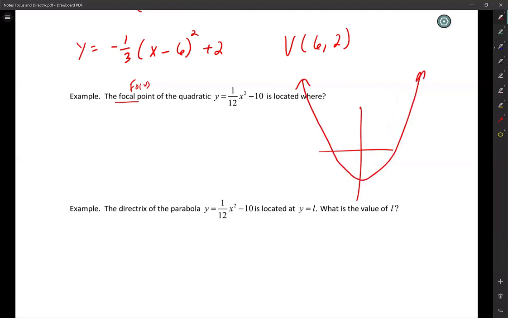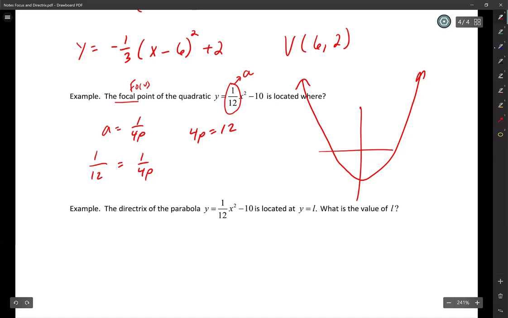Here is your A. Do we have a formula that I can get the p-value from? I do. A equals 1 over 4p, right? So I'm just going to write 1 over 12 equals 1 over 4p. And you can just go 4p equals 12. What did I do next to get the p-value? What's the p-value? Divide 12 by 4. Perfect.